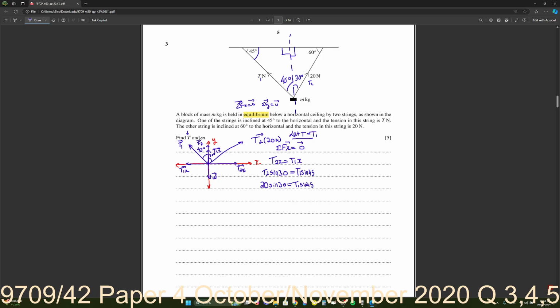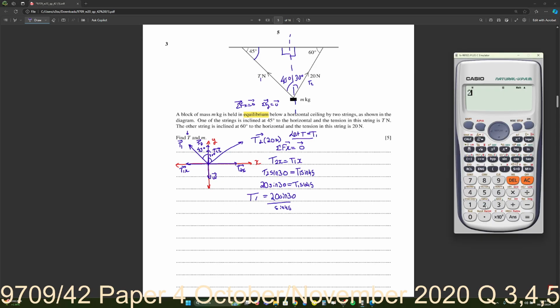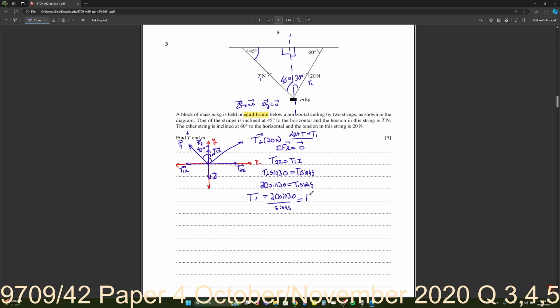Remember, one of the answers we're trying to find is T1. How would you find T1? We only have one unknown here, so we can just divide by sine 45 on both sides. You get 20 sine 30 over sine 45. On the calculator, 20 sine 30 divided by sine 45 gives 14.1. Remember, three significant figures always. So T1 is equal to 14.1. Why am I not putting the unit? Because it already has newtons.